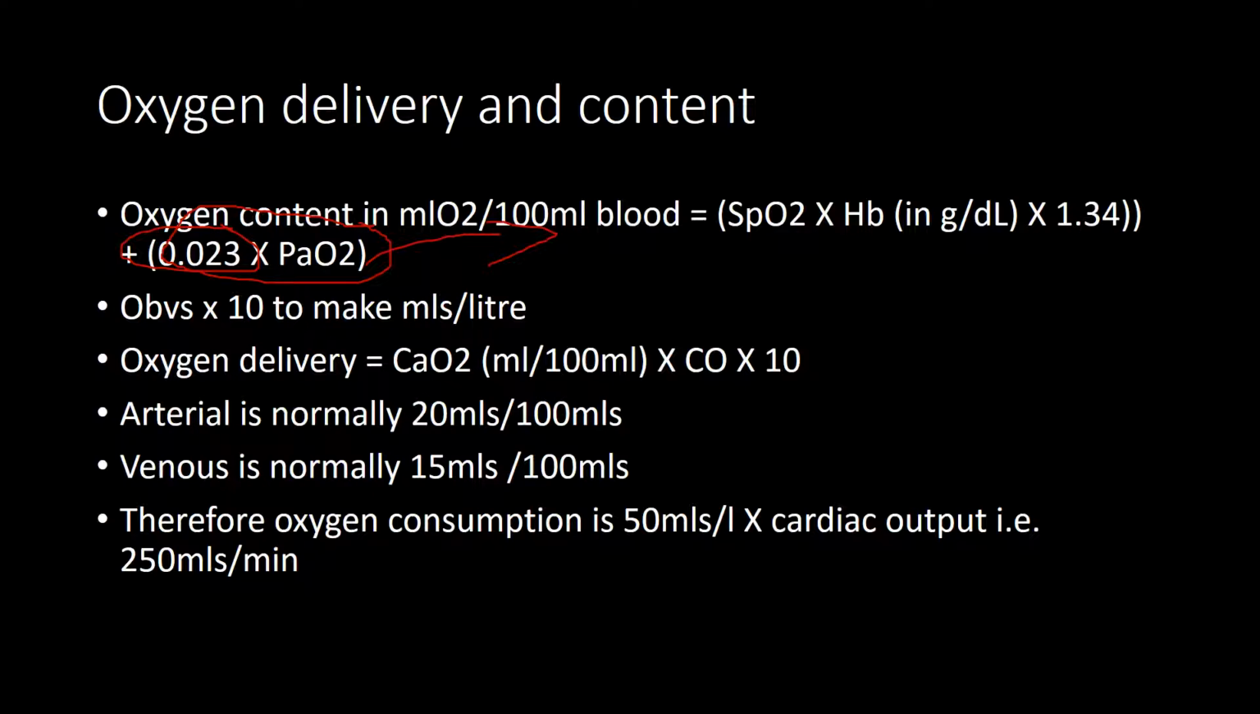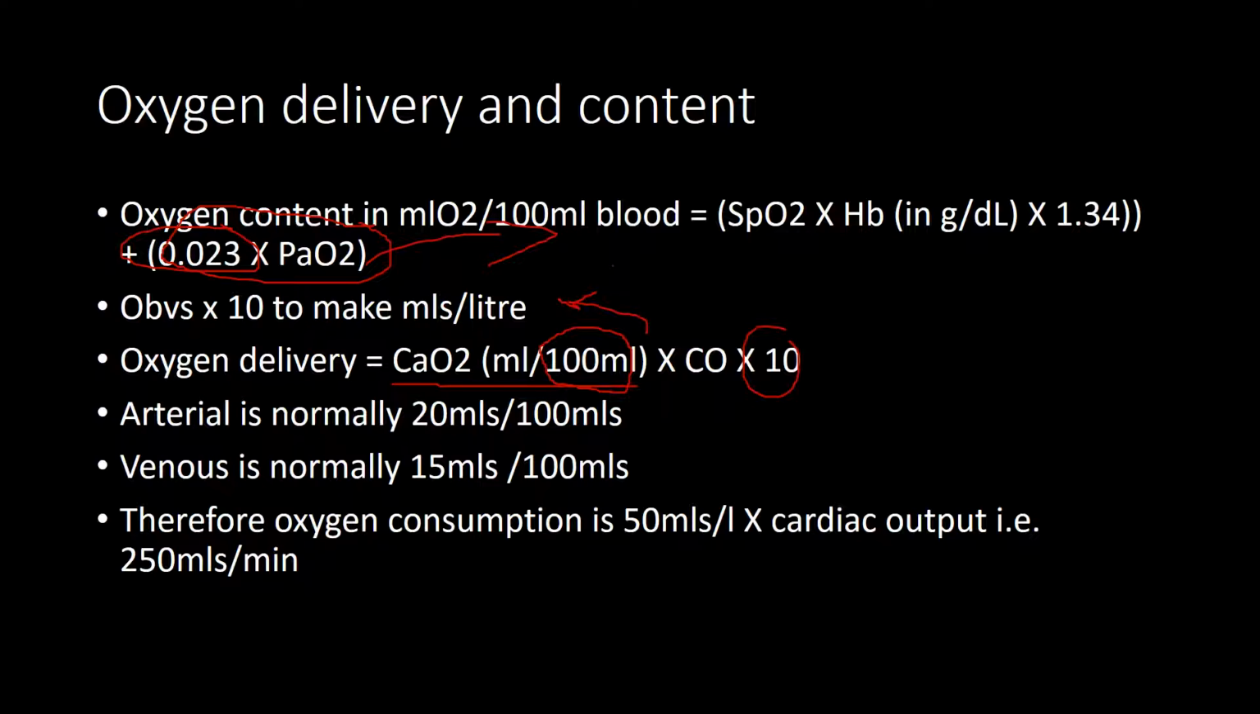So then to work out the oxygen delivery, you take the oxygen content in the blood, which is in mils per 100 ml normally, times it by 10 to get mils per litre, and then times that by your cardiac output.